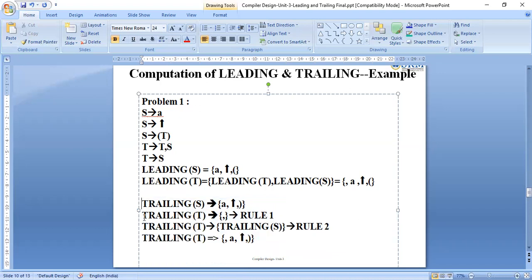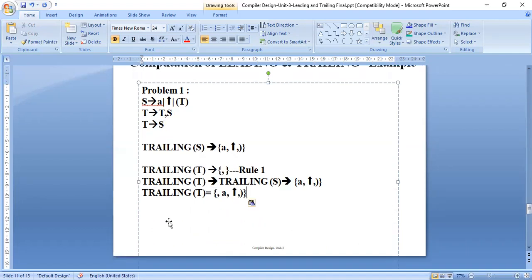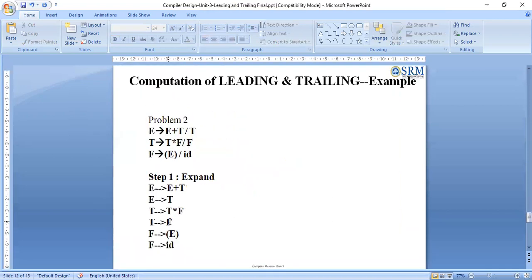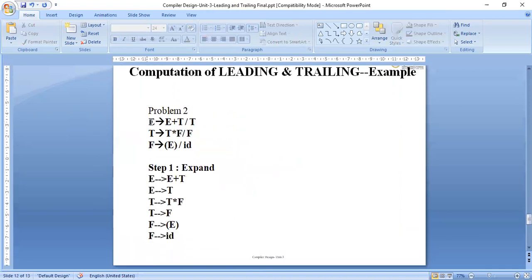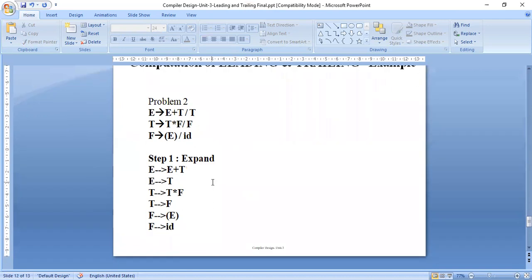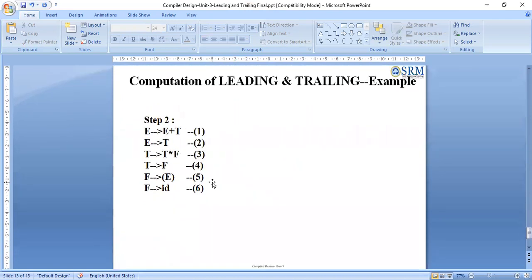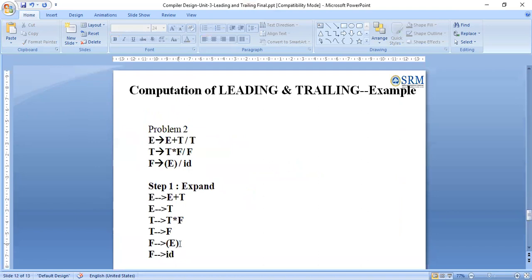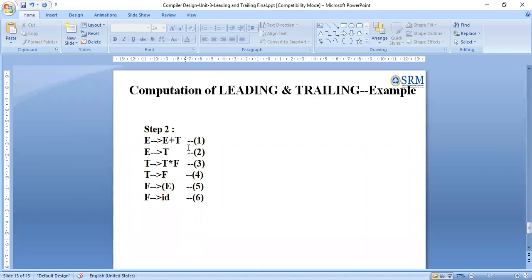Next, we will move on to the second problem, the famous E plus T problem. The productions are E tends to E plus T or T, T tends to T into F or F, and F tends to E in bracket or ID. So we have to expand this and work it out. The first thing is to expand this, and if possible, number the productions so that it will be easy for you.